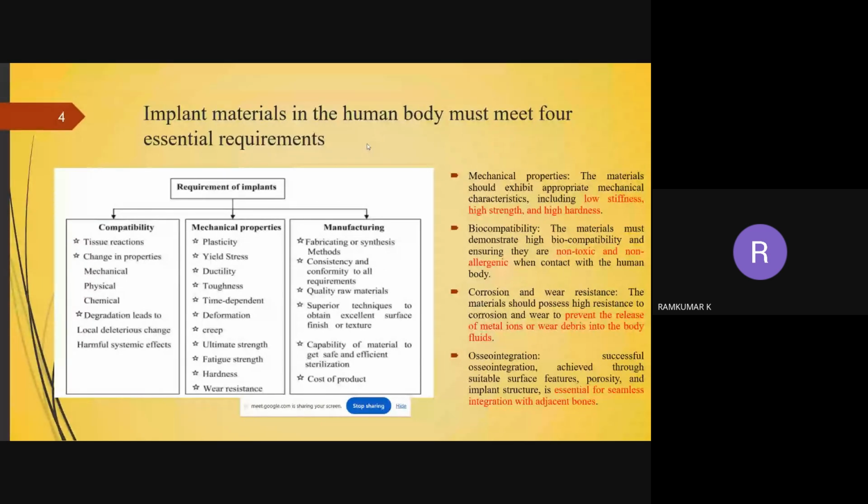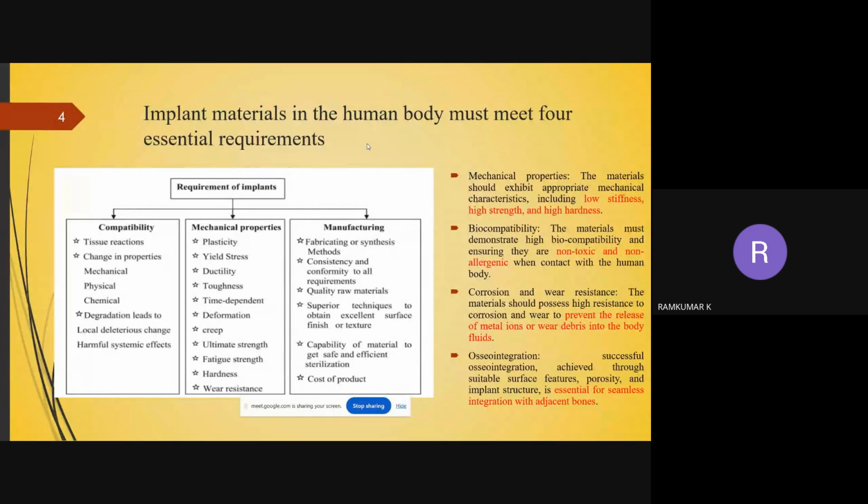The next one is about time dependent. In time dependent, over a period of time it should integrate with the bone and it should not produce any infection to the bones. The next one is about deformation. It should not deform with respect to external forces. And the next one is creep. Creep resistance means it should withstand deformation over time.